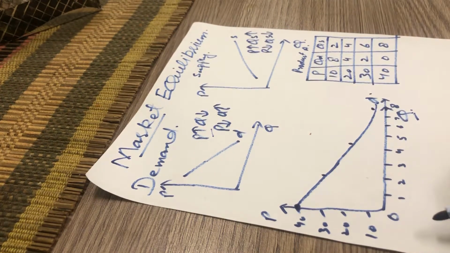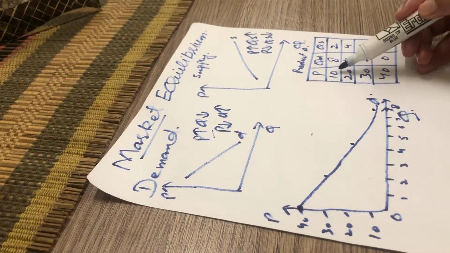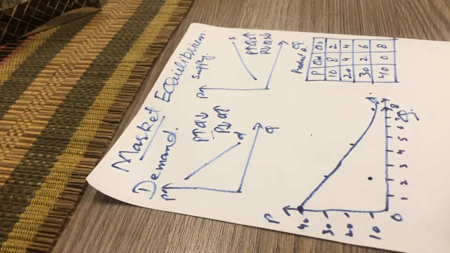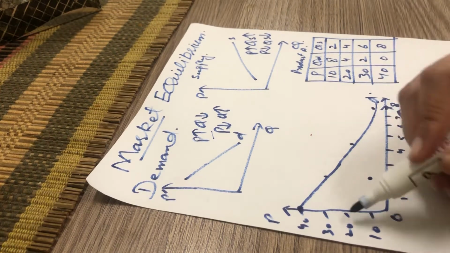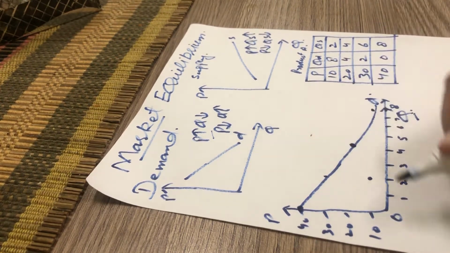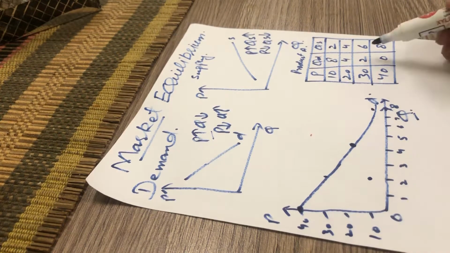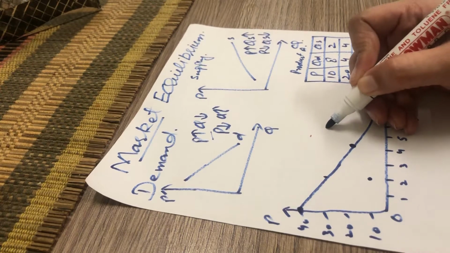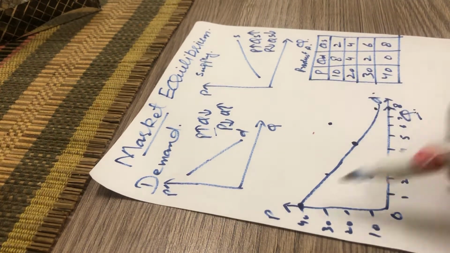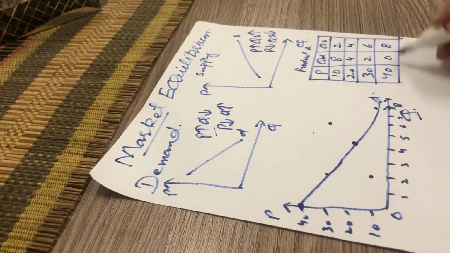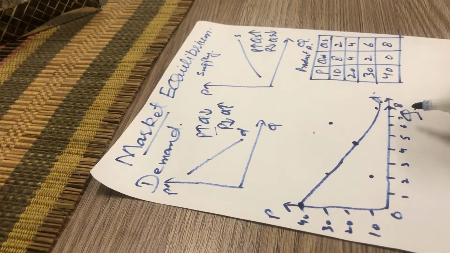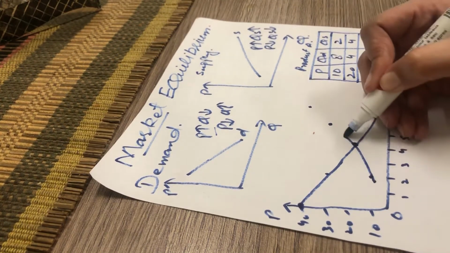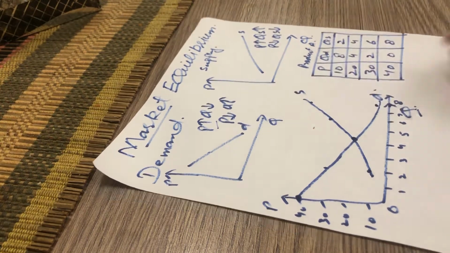Similarly, now if I take points for the supply, on 10 my supply is 2, this is the point. On 20 supply is 4, so this is the point. And on 30 the supply is 6, so this is 6 and this is 30. And on 40 I have 8. If I join these points, this is a positively sloped supply curve.